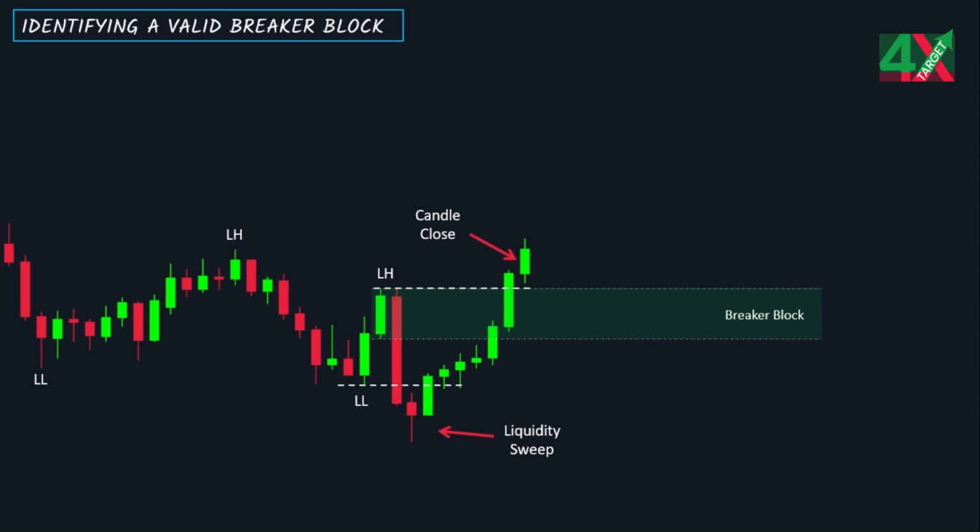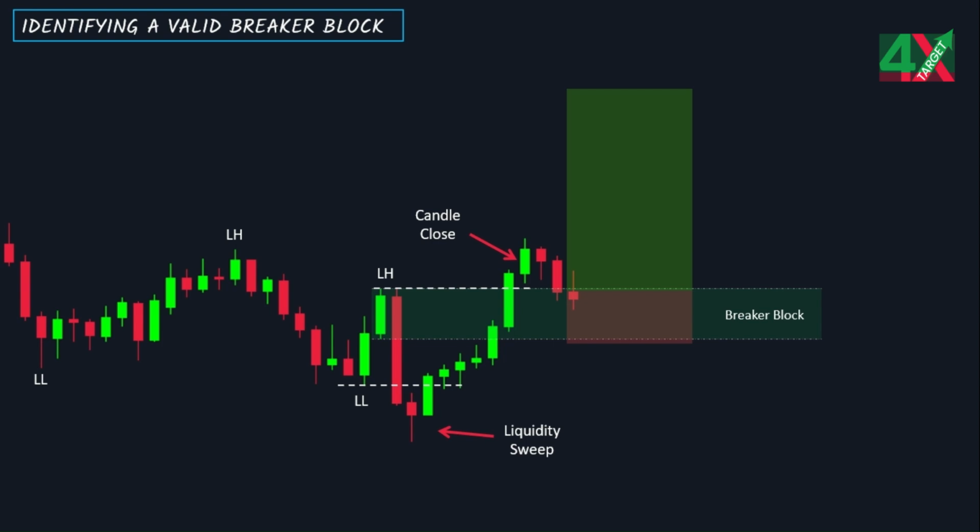Once the breaker block is confirmed, it becomes a key area of interest. When price later retraces back into this breaker block zone, it presents a high-probability opportunity to look for long positions. For entries, you can wait for additional confirmation based on your trading style. This could include lower timeframe candlestick patterns, a market structure shift, or other price action confirmations. These confirmations help refine your entry and manage risk more effectively.